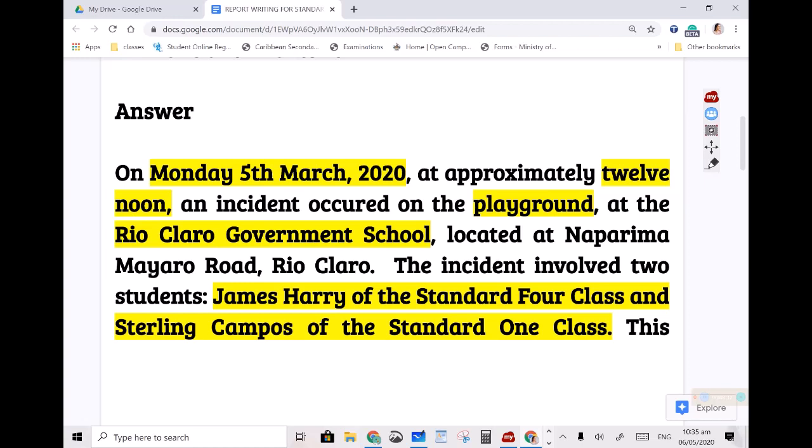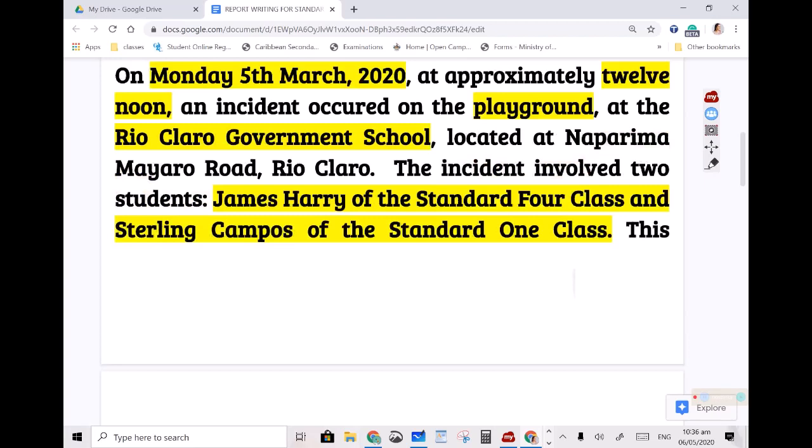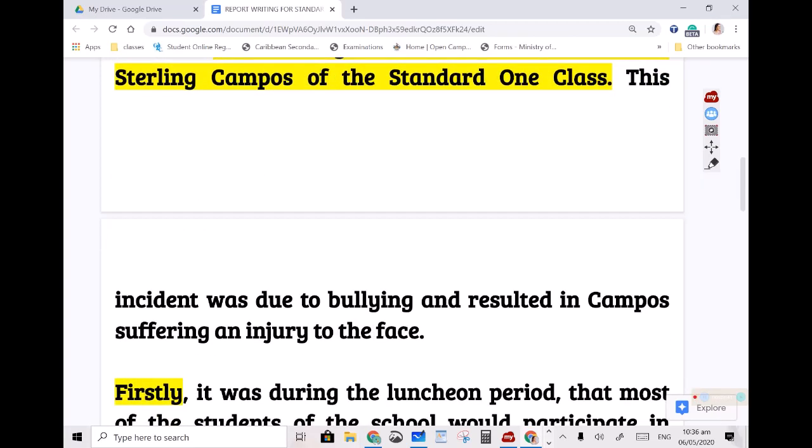So your answer should be: On Monday, 5th March 2020 at approximately 12 noon, an incident occurred on the playground at the Rio Claro Government School located at Naparima Mayaro Road, Rio Claro. The incident involved 2 students, James Harry of the Standard 4 class and Sterling Campos of the Standard 1 class. This incident was due to bullying and resulted in Campos suffering an injury to the face.